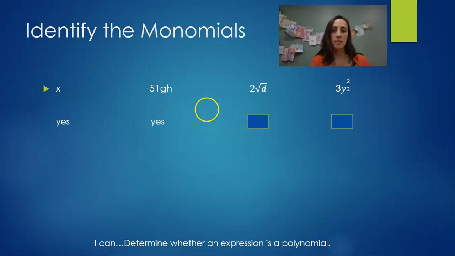This is a monomial. A square root of something really means raised to the 1/2 power. 1/2 is not a whole number, so this is not a monomial. This variable is raised to the 3/2 power. 3/2 is a fraction, not a whole number, so this is not a monomial.